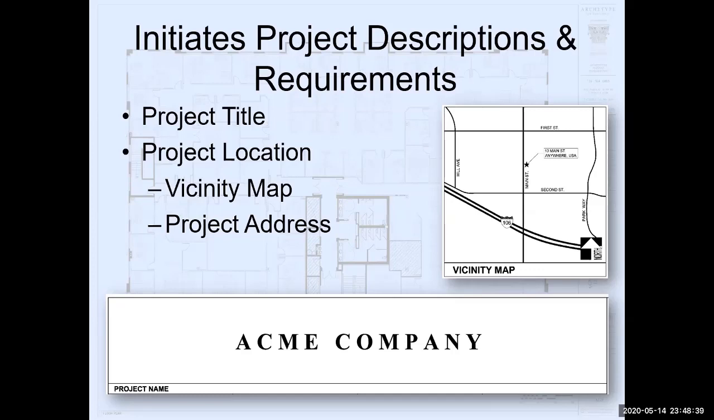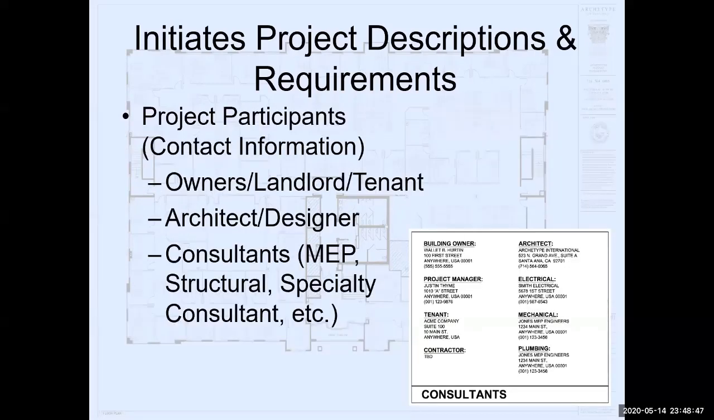So anyway, job title's good, job location, vicinity map with the address. That, as I mentioned, is key information that we want to have on that sheet as well. As I mentioned, project participants and consultants are listed. As you can see, there's a listing of people and entities that are important to the project's development. So in the event that a question arises, either by the construction entity or by the owner, they can contact all the different parties, and so they're listed there for that information.